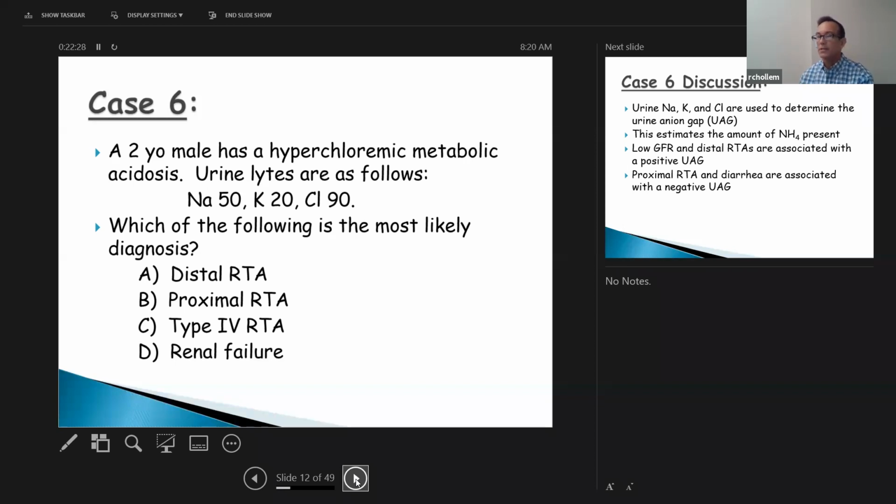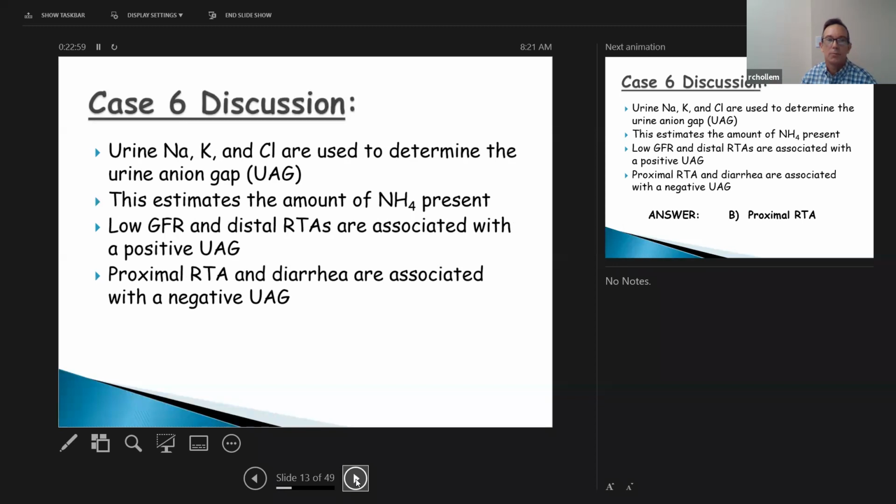Well, remember, your urine is not negatively charged, it's neutral. So if you had to bet, what is the unmeasured cation that makes up that 20 that's in the urine? Yeah, acid, hydrogen, right? So if you have RTA and you are effectively eliminating acid, what does that mean as far as the type? Good. So the urine gap is used to help you figure out the type.